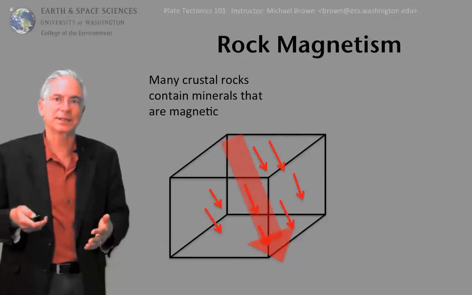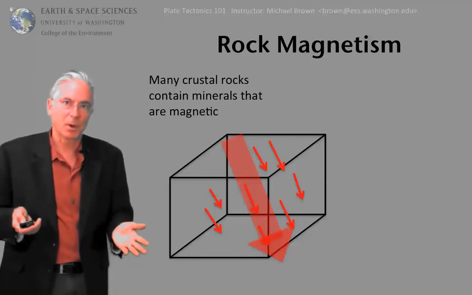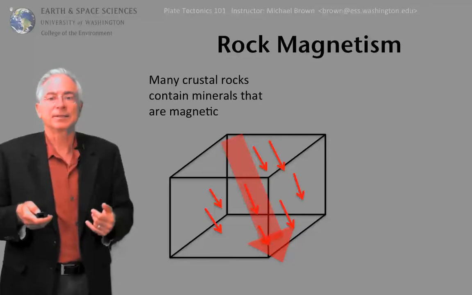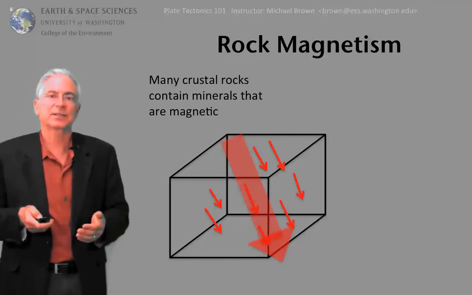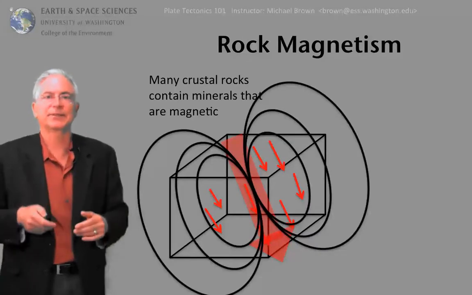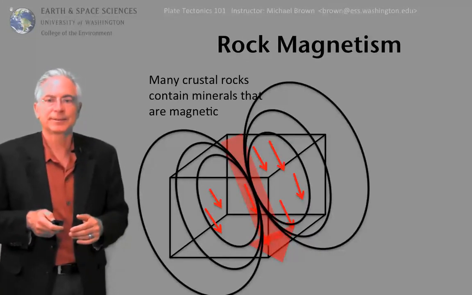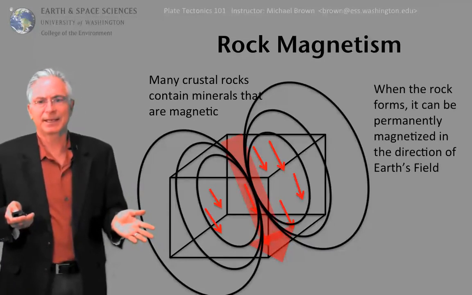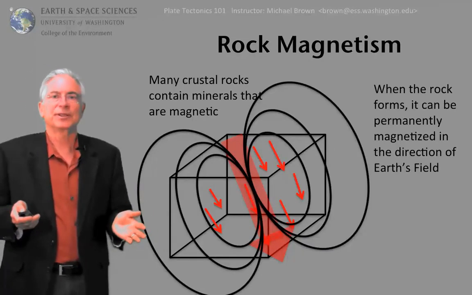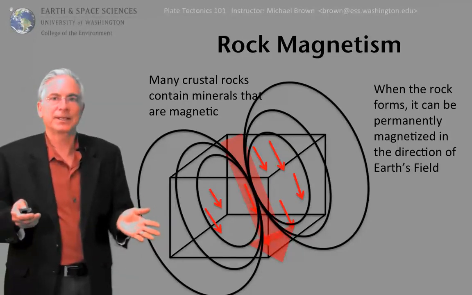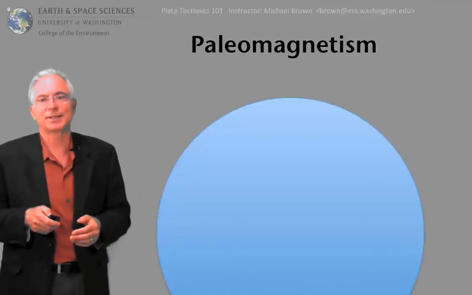It's a magnet because these minerals, which are a very small fraction of the total bulk of the rock, can be aligned parallel to some external magnetic field. So there's a picture showing magnetic field lines with that one rock. So the rock forms, it's permanently magnetized in the direction of the Earth's field. It maintains that record of magnetization in some cases for geologic time. So why is that important?